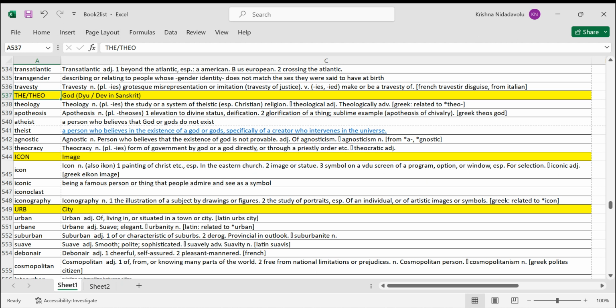Whereas Hinduism is polytheistic. We worship a lot of gods. Even Greece and Rome used to worship a lot of gods, like Zeus, Jupiter, Mercury. So these are all polytheistic religions. Apotheosis is transformation into a god. It is the perfect example. Theo is God, apotheosis is transformation into a god.